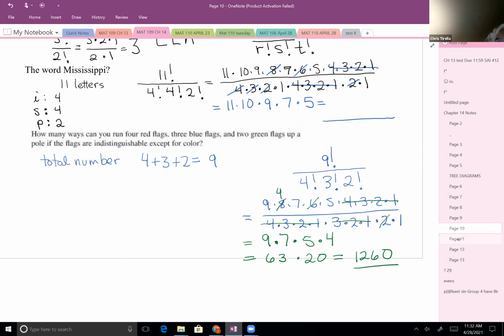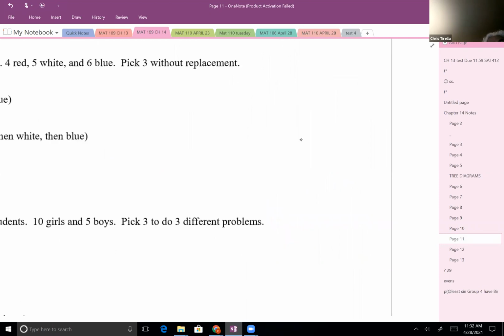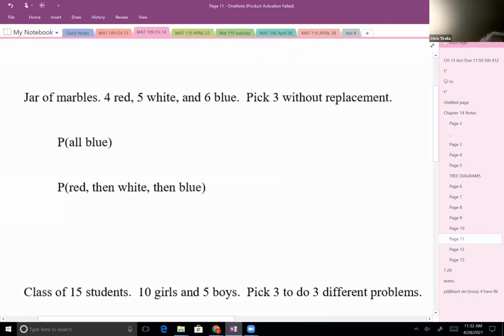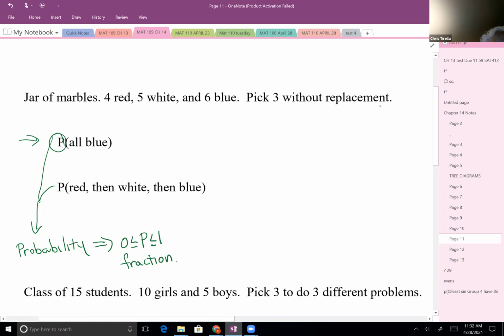Then let's look at some other examples of questions. This time, I have a jar of marbles, 4 red, 5 white, 6 blue. I'm picking 3 without replacement. Here notation-wise, P stands for probability. And so because these are probabilities, we should expect our answer to be a number between 0 and 1, or a fraction. If I'm picking 3 without replacement, remember this is like our conditional probability.